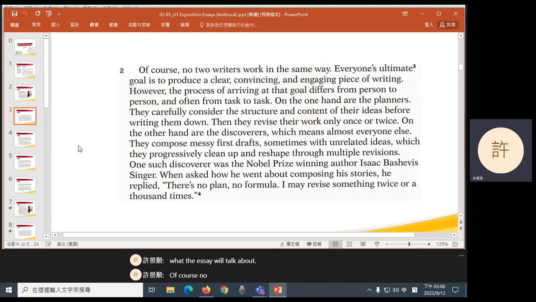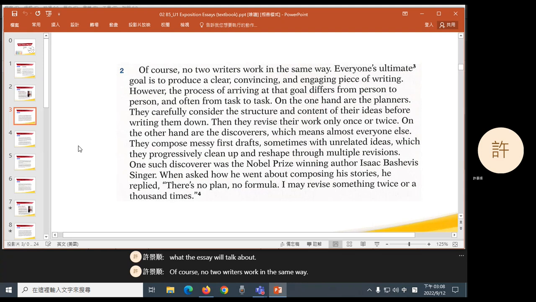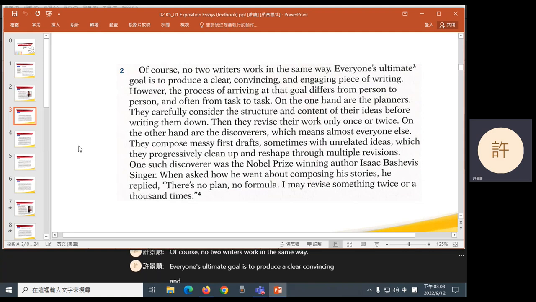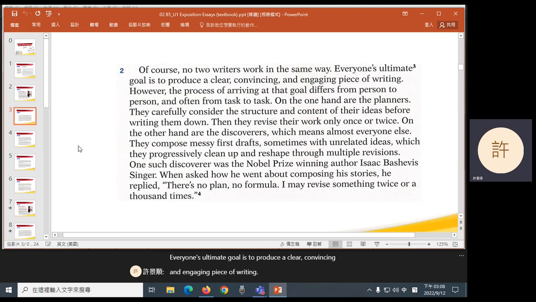Of course, no two writers work in the same way. Everyone's ultimate goal is to produce a clear, convincing, and engaging piece of writing. However, the process of arriving at that goal differs from person to person and often from task to task. So the first sentence introduces difference. People work in different ways. The essay says, I will give you some ways. But then it says, people work in different ways. The idea is, not everybody follows the exact same method. And that's also okay.